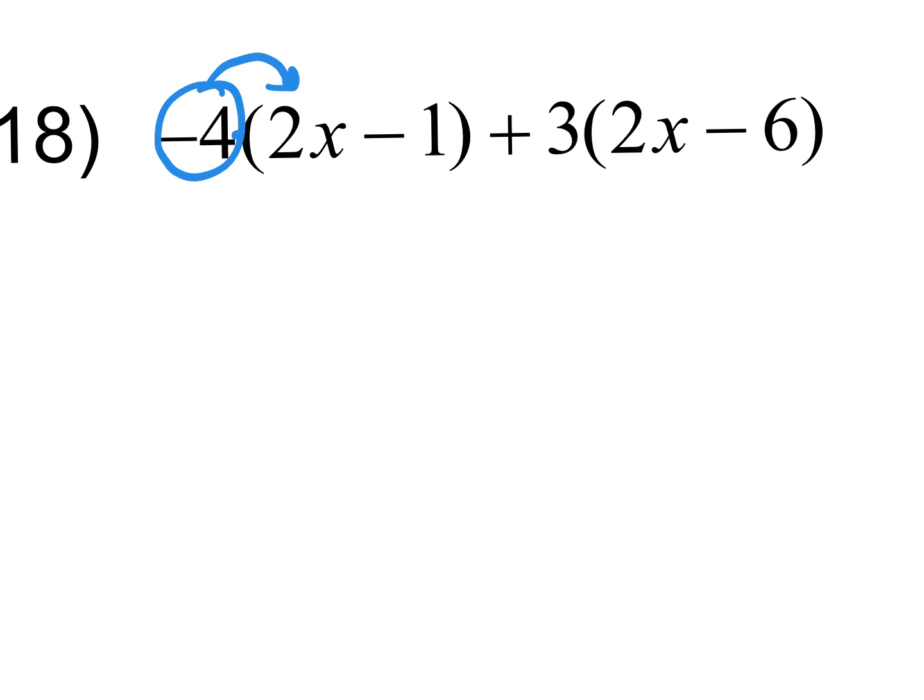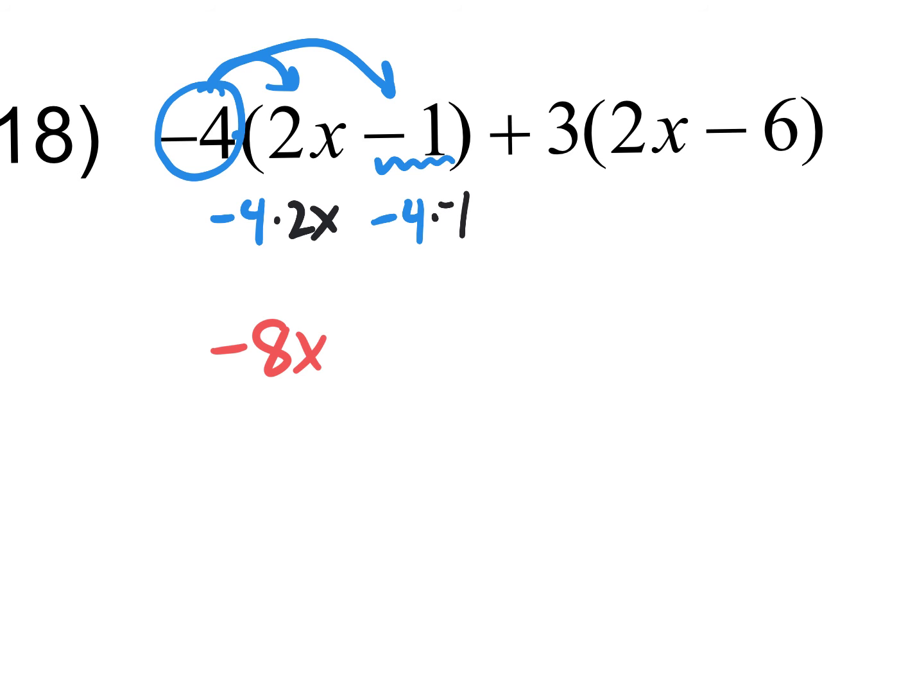Most of us are going to do this in our heads. I'm showing my work here. Negative 4 times 2x. What is that? Negative 8x, perfect. And then distribute negative 4 times a negative 1. Again, most of us do this in our head. I'm going to show my work. Negative 4 times negative 1. What does that give me? Positive 4. There you go.